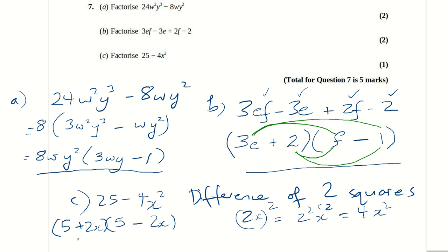And then that works, because you can see if you multiply these brackets out, you get 5 times 5, which is 25. Then we get minus 10x plus 10x. So the 10x is cancelled out in the middle, and we end up with 2x times 2x, which is 4x squared, and it's a minus. So we've done that one.